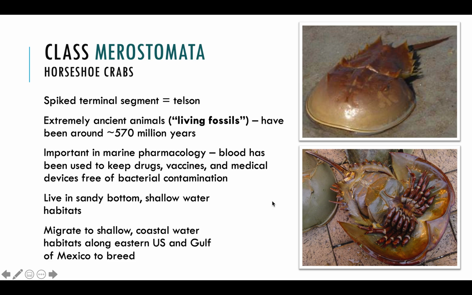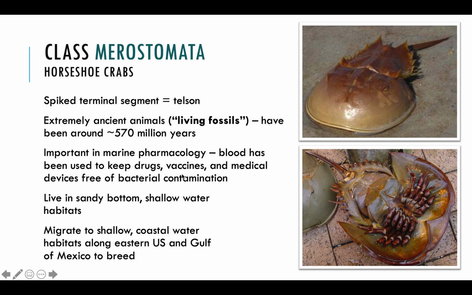The next class under Chelicerata, the subphylum, is Merostomata. These are just horseshoe crabs. These are pretty cool organisms. They have what is called a spiked terminal segment. It's a telson. All right, that's their tail at the end. It's called a telson. Extremely ancient animals. They've been around for about 570 million years.